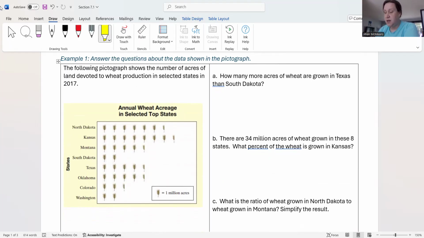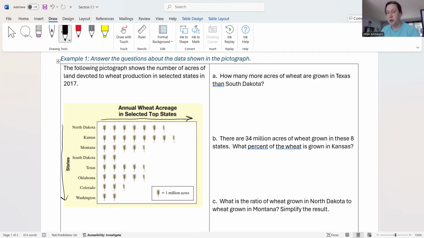Okay, so at the top it says that we're looking at annual wheat acreage in selected top states. And that's going to be this horizontal bit right here. Okay, and then we have the states, that's this vertical bit right here. So the states are along what we would call the vertical axis, and the actual annual wheat acreage is along what we would call the horizontal axis.